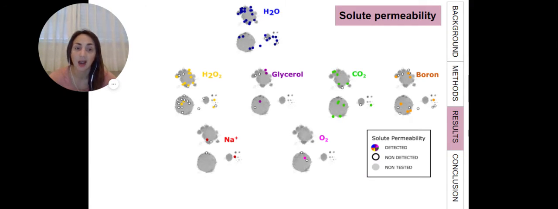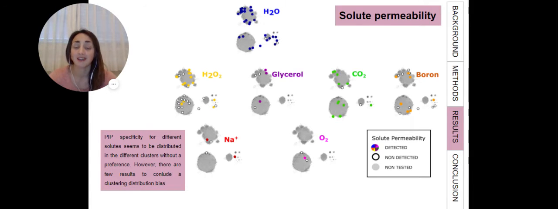Colored nodes are PIPs with verified solute permeability, blank nodes are PIPs where no transport was detected, and gray nodes are non-tested PIPs. As can be seen, with data obtained so far, solute permeability of PIP seems to be distributed in the different clusters without a preference. However, there are few results to conclude a clustering distribution bias.